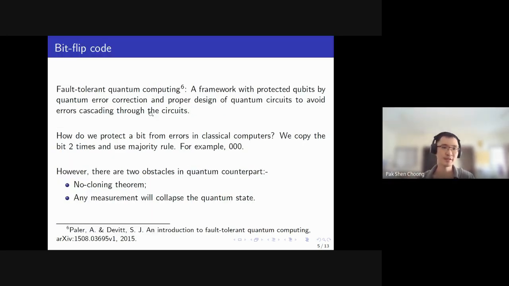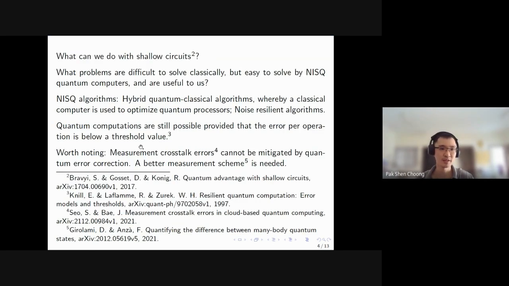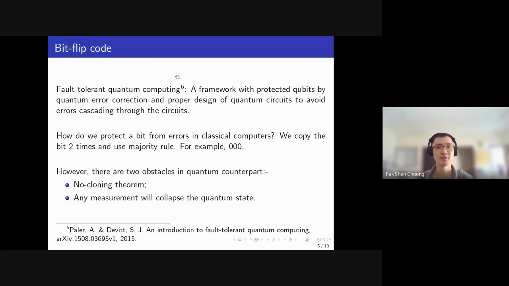But still, this concept of fault tolerant quantum computing is also coming from this idea of thresholds. Meaning that if we can maintain errors below a certain threshold value, then whenever you perform quantum computations, you still get some useful results. So this is the idea of fault tolerant quantum computing, whereby you have some form of quantum error correction, and you design your circuit such that your errors won't exponentially increase when you go through the circuit.